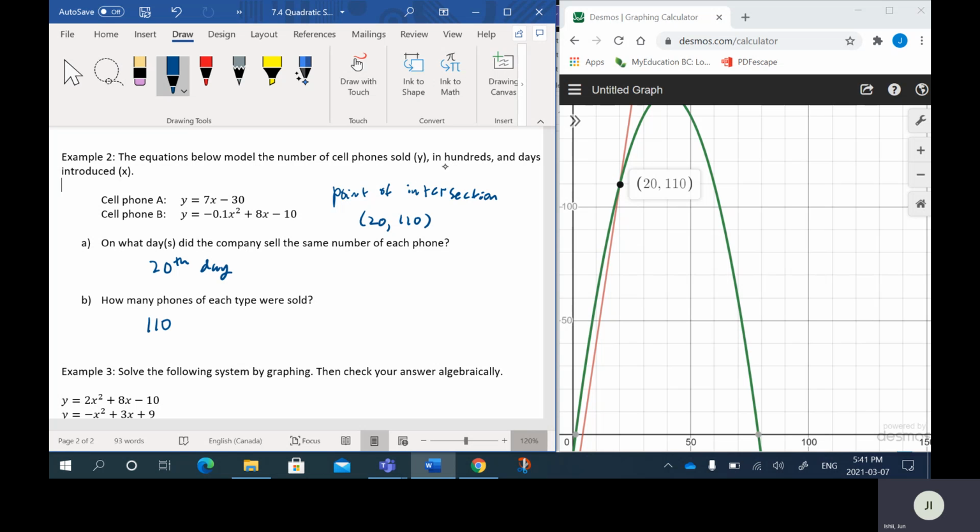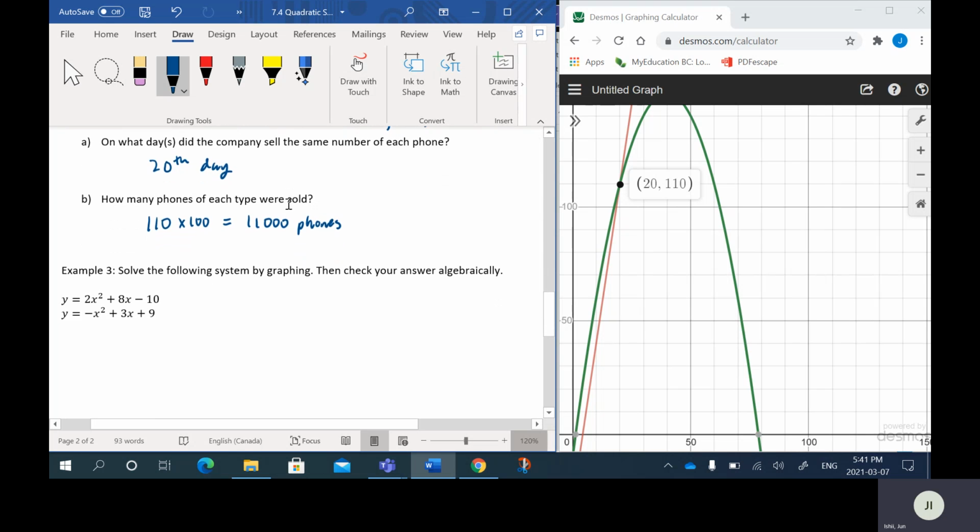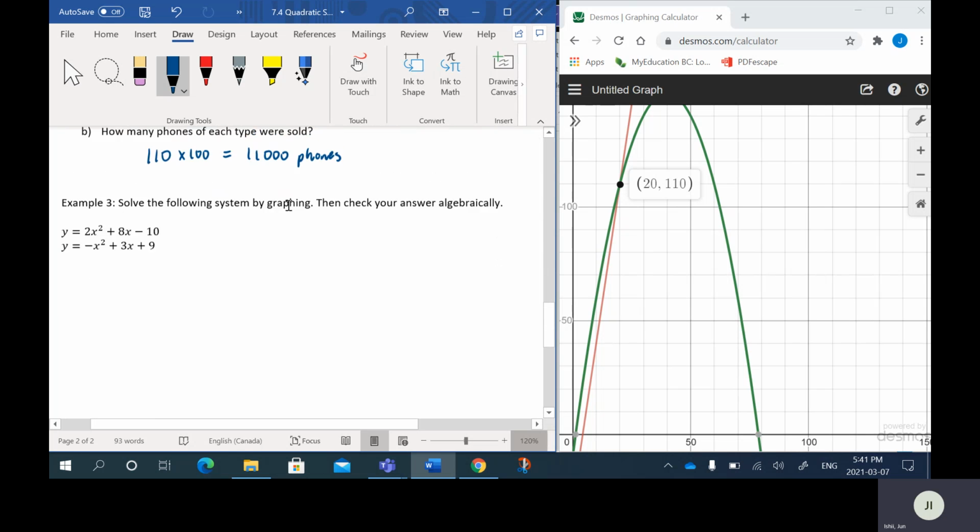But when we read the question, the Y is in hundreds. So I need to multiply that by 100. So that will give me 11,000. So on the 20th day, the company sells the same number of phones, which is 11,000 phones, for Model A and Model B. Right? And that's how we interpret this point of intersection. Cool.